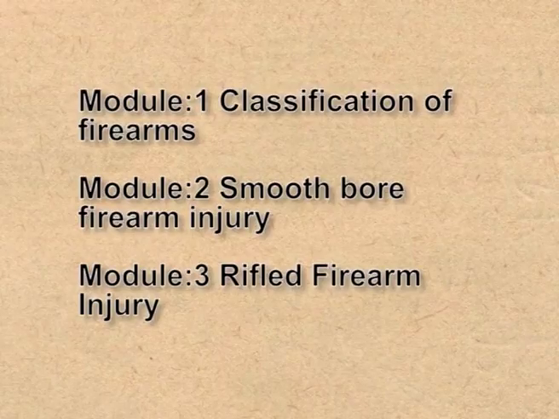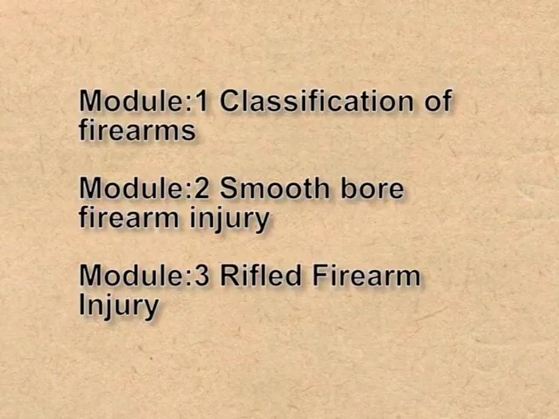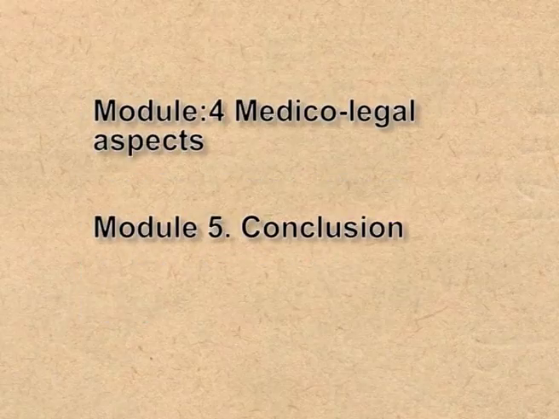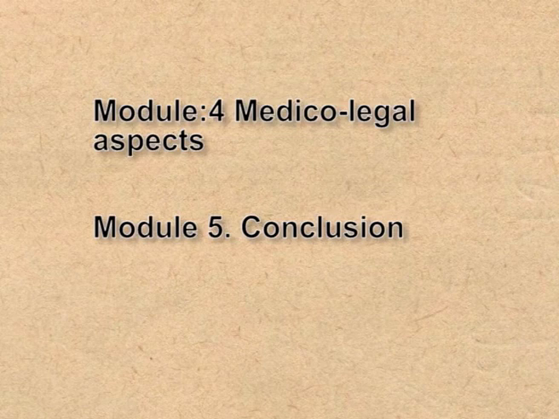Let us look at the other modules which we will study in this chapter. Module 1, we will cover the classification of firearms. Module 2 will deal with the smooth bore firearm injuries. Module 3 will cover the rifled firearm injuries. Module 4 will cover the medico-legal aspects of firearm injuries, and Module 5 will be the conclusion.